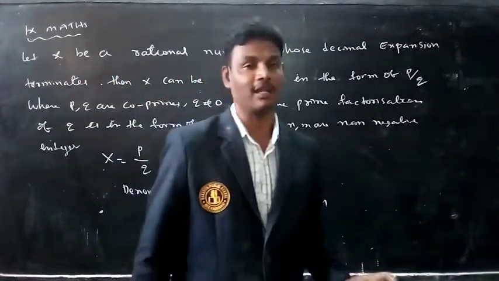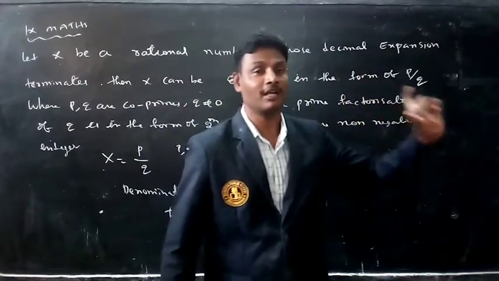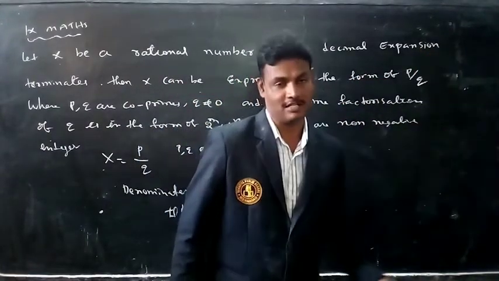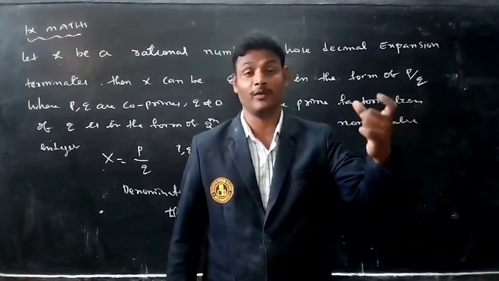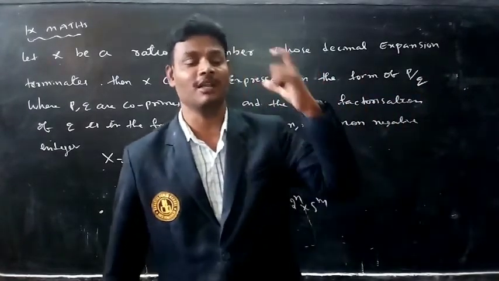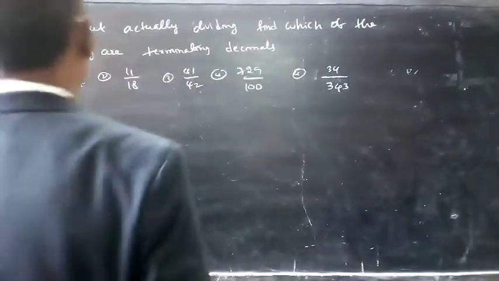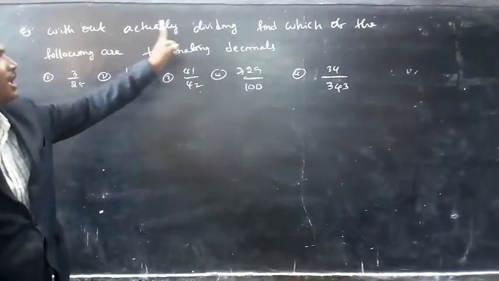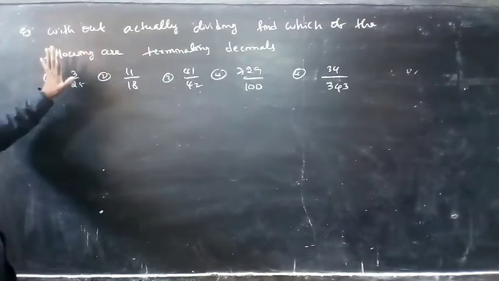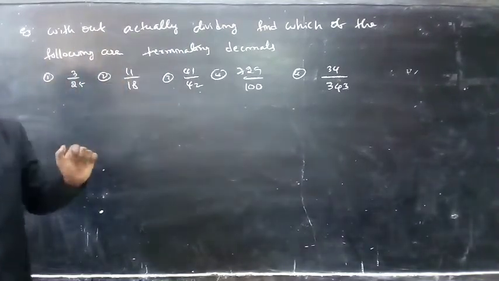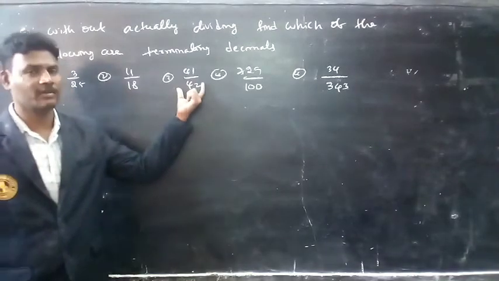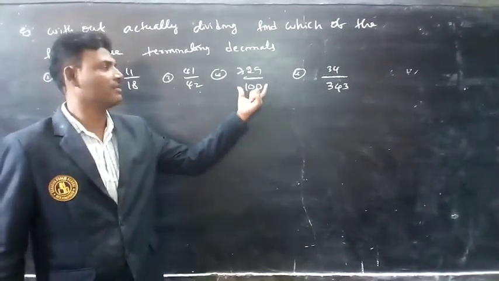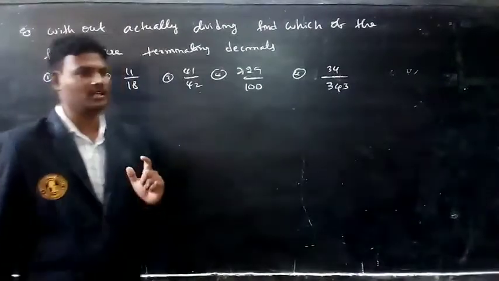To say directly, you have to take the denominator and factorize that. If the factorization is in the form of 2 power n into 5 power m, that is a terminating decimal. See here, without actually dividing, find which of the following are terminating decimals: 3 by 25, 11 by 18, 41 by 42, 729 by 100, 34 by 343.